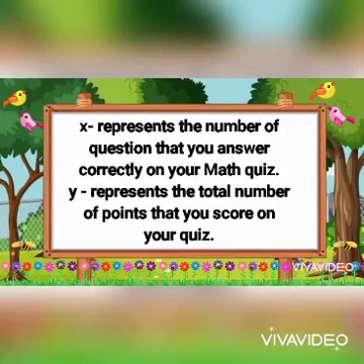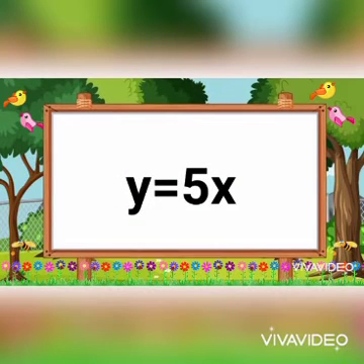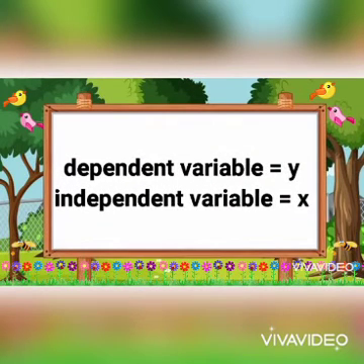X represents the number of questions that you answer correctly on your math quiz, and Y represents the total number of points that you score on your quiz. The relationship between those two variables can be expressed by the following equation: Y equals 5x. Therefore, the dependent variable is Y, which represents the number of points you score, and the independent variable is X, which represents the number of questions you answer correctly.